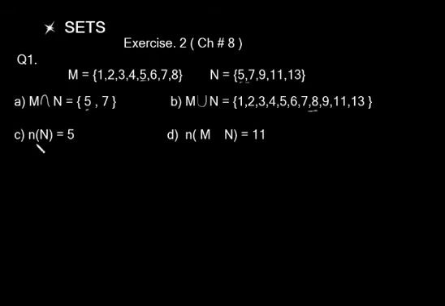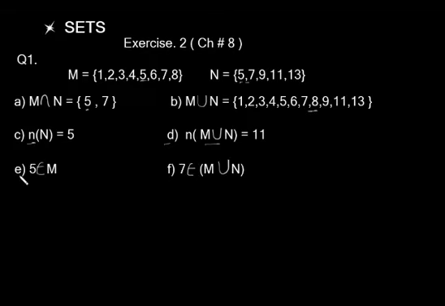In part C, it says number of elements of N. We know that this small n represents the number of elements or number of members of set N. So if you count the number of elements of this set N, it is 1, 2, 3, 4, 5. So 5 is the answer. In part D, it says number of elements of M union N. So first of all, we just need to know M union N. We have already evaluated it in part B, and it says number of elements, so you just need to count these elements. It's 1 to 9, so 9, and then 10 and 11. So there are 11 members or elements of set M union N.